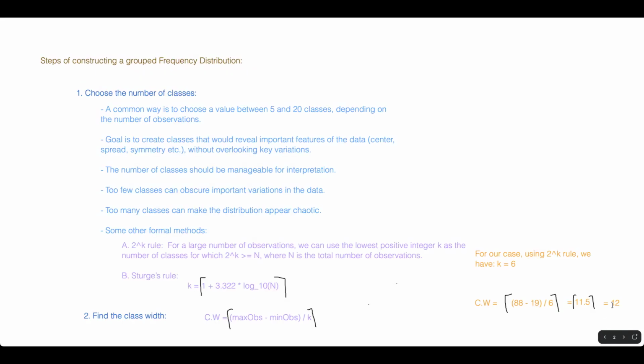So the class width is not equal to the class interval. That means it is not the difference between the upper limit and the lower limit, but it is the difference between the successive lower limits of 2 classes. That means it is the difference between the lower limit of one class and the lower limit of the immediately succeeding class, or the preceding class. So our class width is 12.